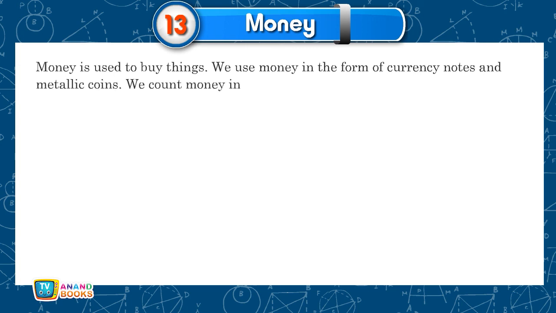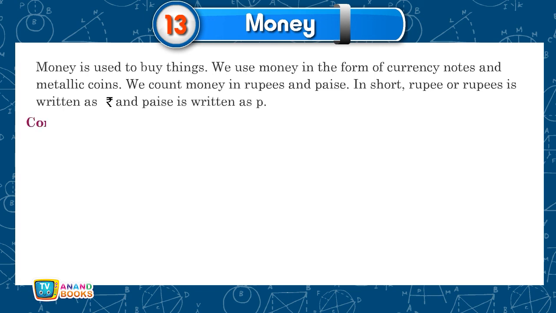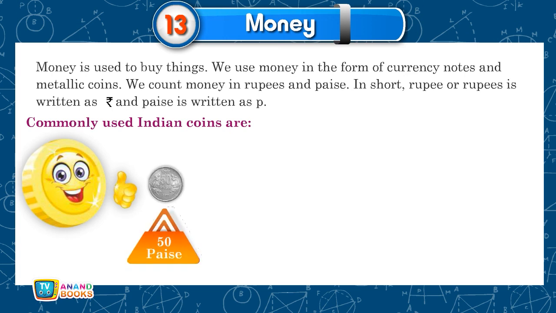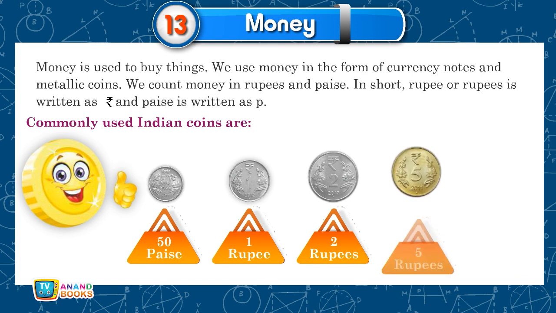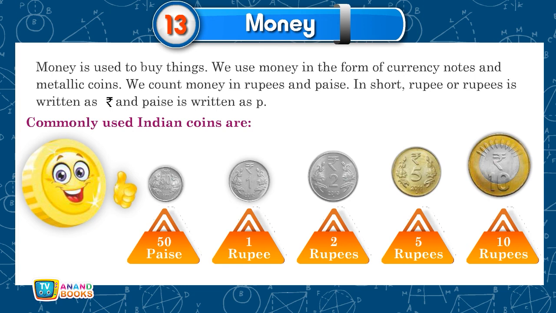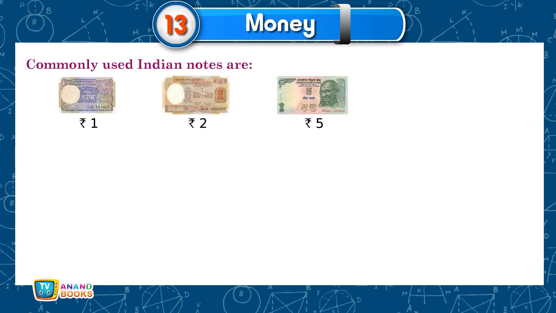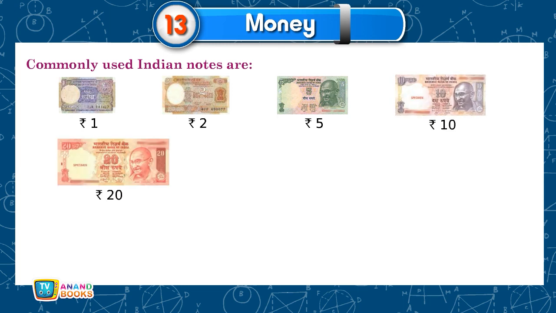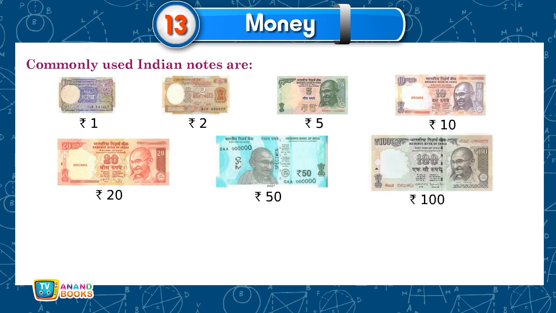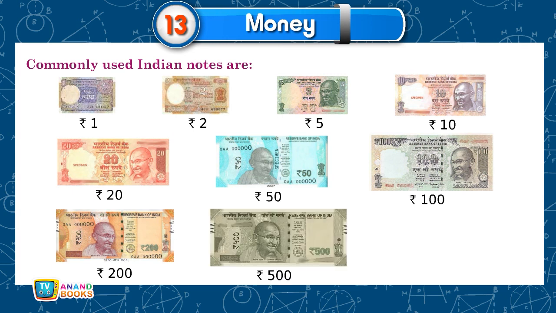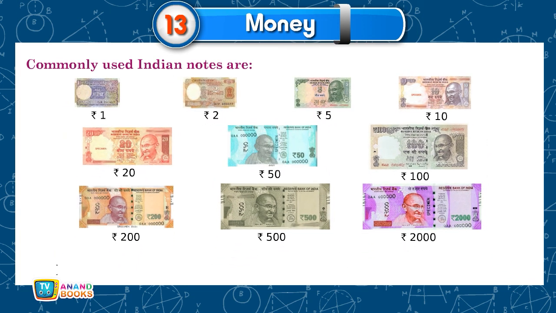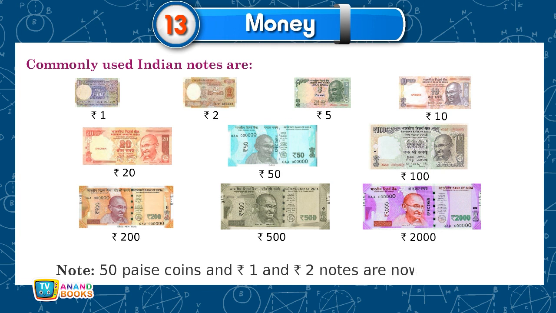Chapter 13. Money. Money is used to buy things. We use money in the form of currency notes and metallic coins. We count money in rupees and paise. In short, rupee or rupees is written as this symbol and paise is written as P. Commonly used Indian coins are 50 paise, 1 rupee, 2 rupees, 5 rupees, 10 rupees. Commonly used Indian notes are rupee 1 note, rupee 2, rupee 5, rupee 10, rupee 20, rupee 50, rupee 100, rupee 200, rupee 500, rupee 2000. Note: 50 paise coins and rupee 1 and rupee 2 notes are now not in use.